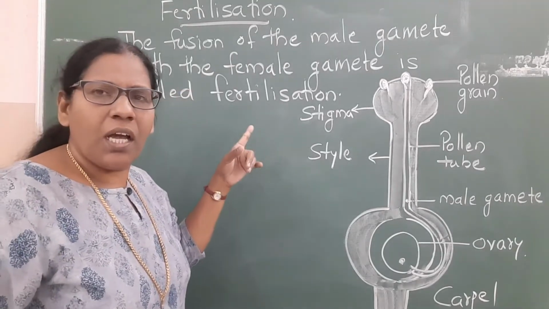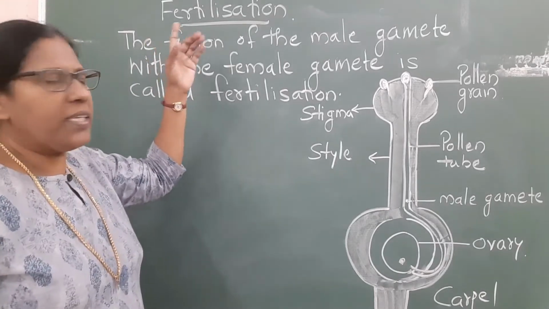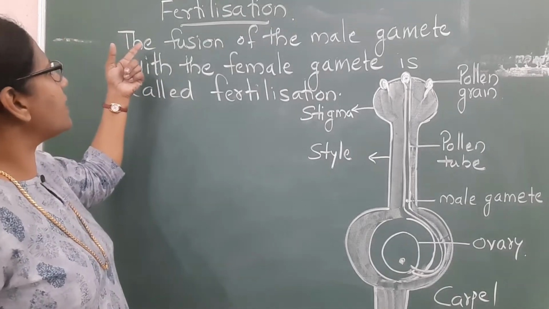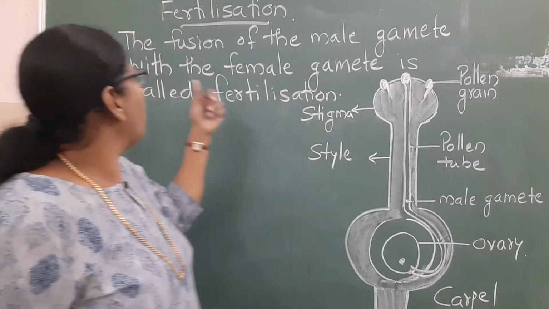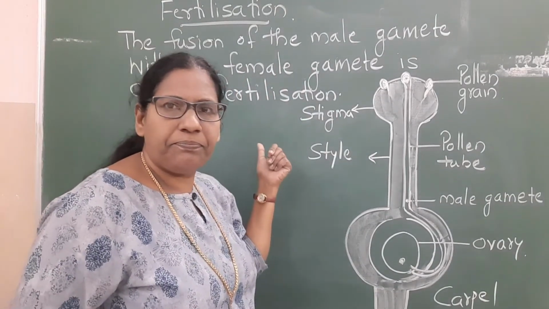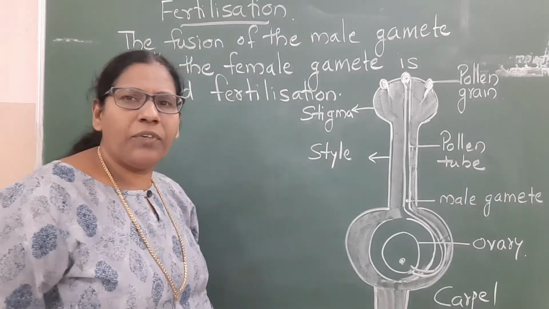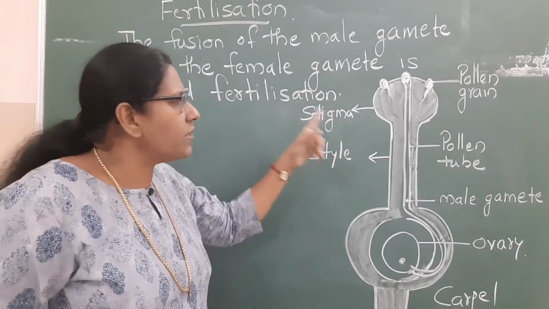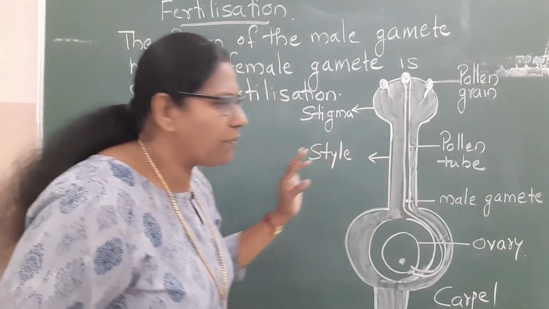Now pollination, I have already done a video of pollination. Second one is fertilization. What is fertilization? The fusion of the male gamete with the female gamete is called fertilization. Now how does fertilization take place? That is what I am going to explain in this diagram.